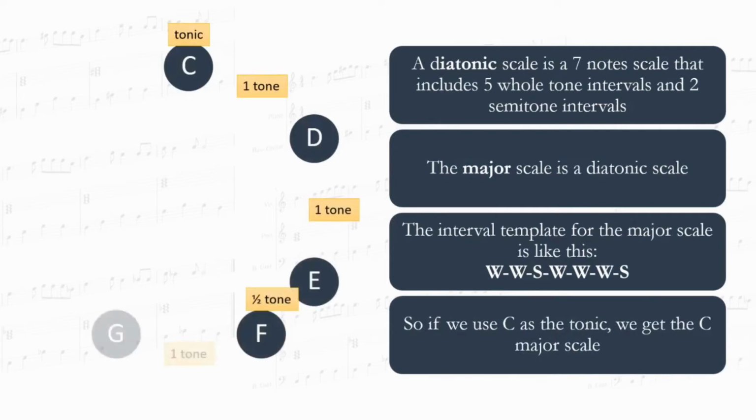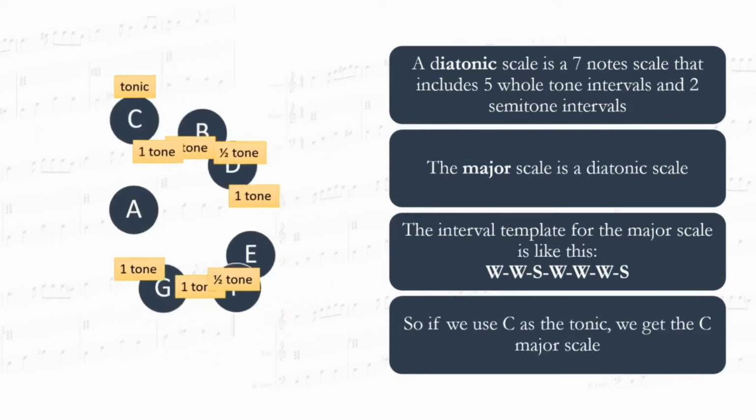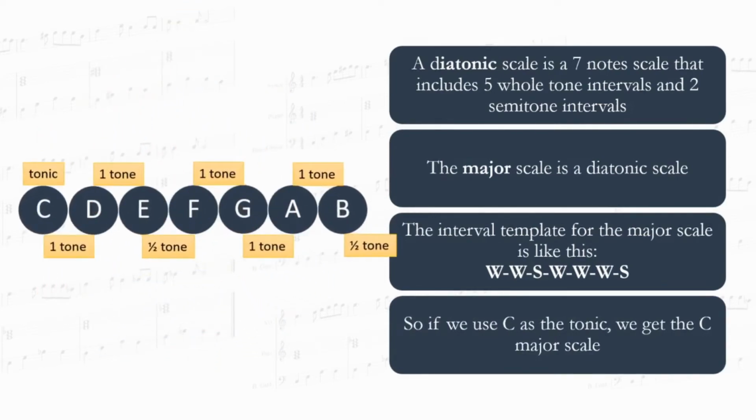So if you use the C as the tonic, we get the C major scale. So C, D, E, F, G, A, and B. By the way, the C major scale has no alterations. It's like the white notes on a piano.